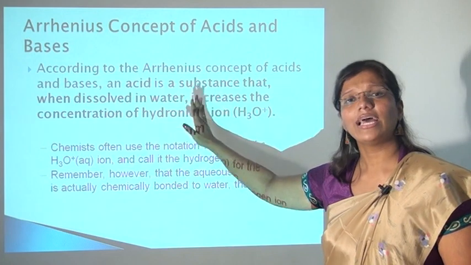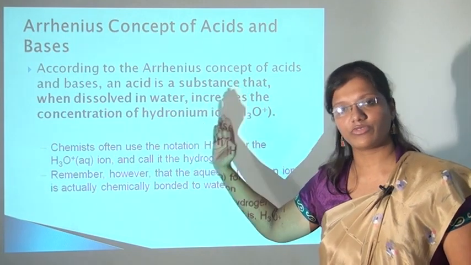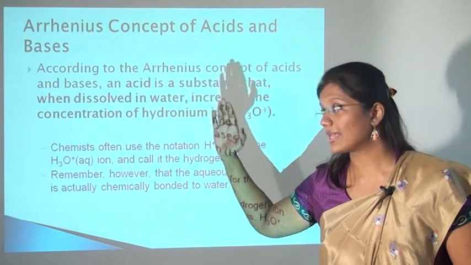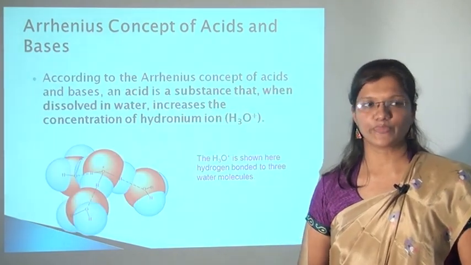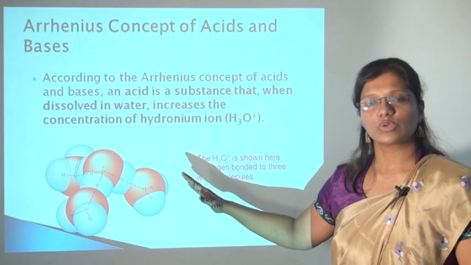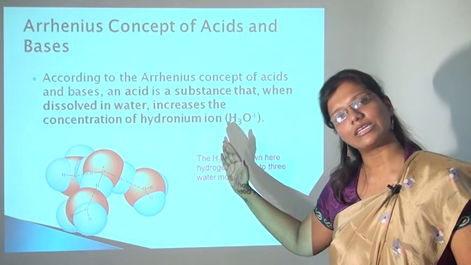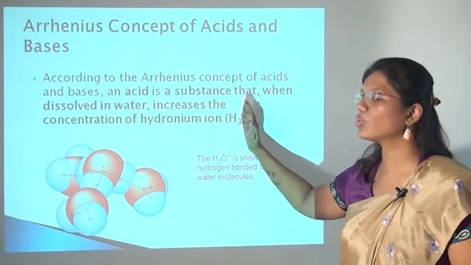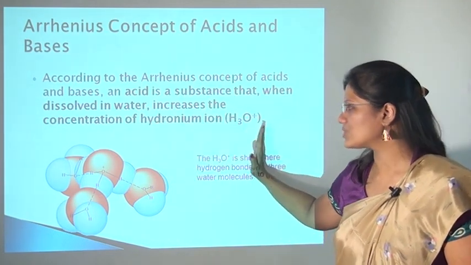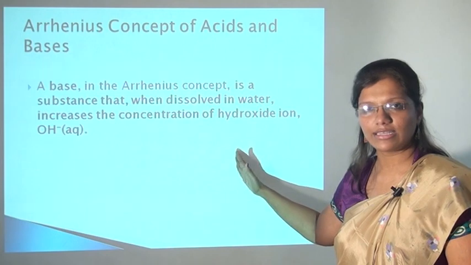So when you dissolve any substance in water and it increases the concentration of H3O+, or H+, that substance is known as an acid according to the Arrhenius concept. In the same way, according to the Arrhenius concept, a base is a compound which, when dissolved in water, increases the concentration of OH minus ion, the hydroxide ion.